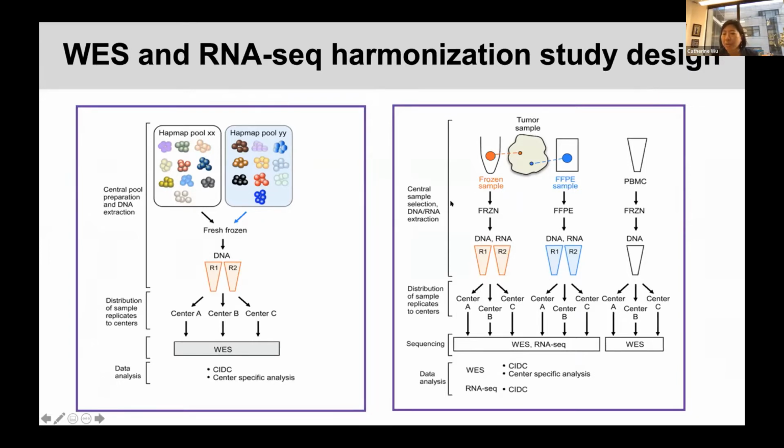Again, this was centrally collected, centrally extracted, replicates were generated. Because we were looking at DNA analysis, there was also matched PBMCs as a germline control. DNA was also extracted centrally, and then again distributed across the centers. This tissue was then used for exome sequencing and RNA sequencing, and again through pipelines for data analysis through CIDC or center-specific analysis for the exomes, and CIDC for RNA sequencing.